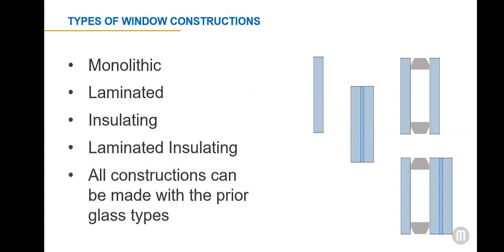These are the types of basic windows that you can encounter in the field. Monolithic are typically of older homes or businesses, consisting of a single pane of glass at a constant thickness. The glass can be annealed, heat strengthened, or tempered.